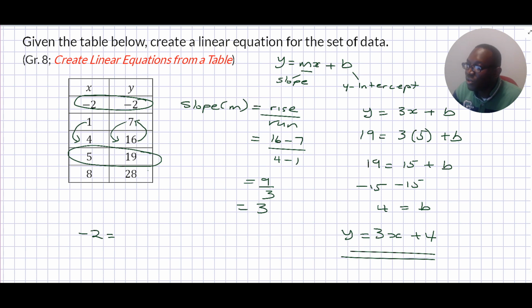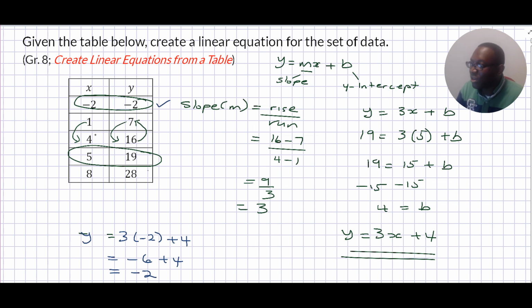We're trying to find y, so let's not use -2 here. So y equals 3 multiplied by -2 plus 4, which is going to give us -6 plus 4, which is equal to -2. So that shows that the equation is correct, because when x is -2, y is -2.